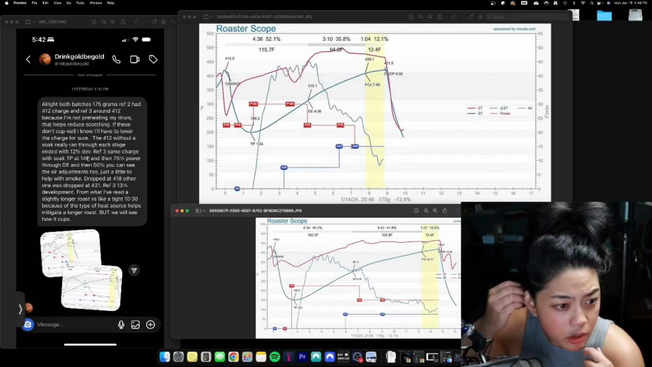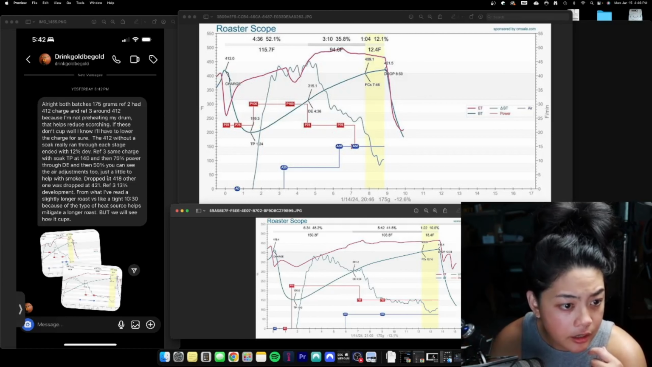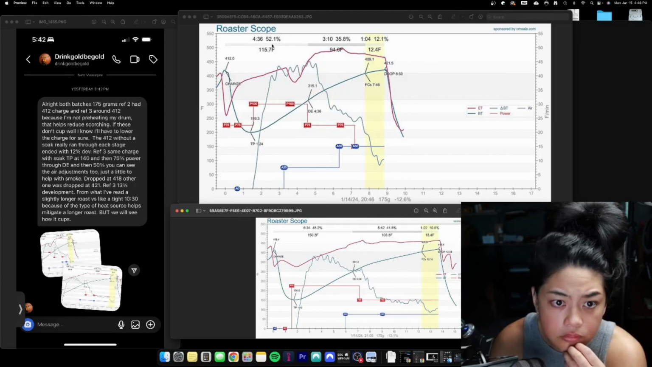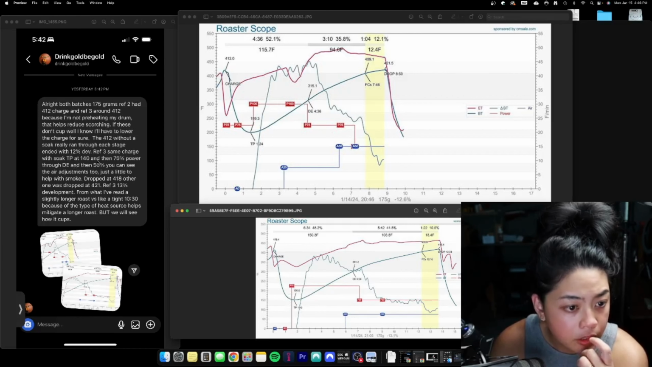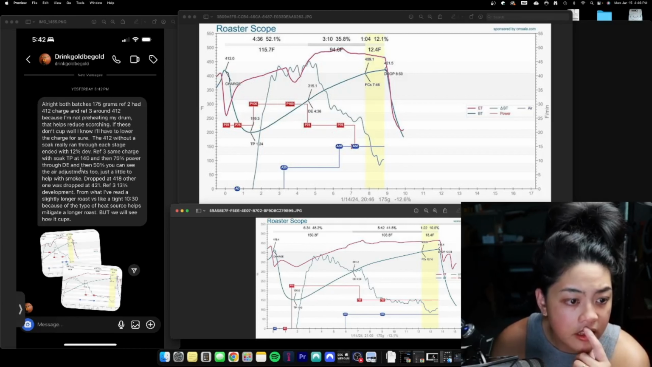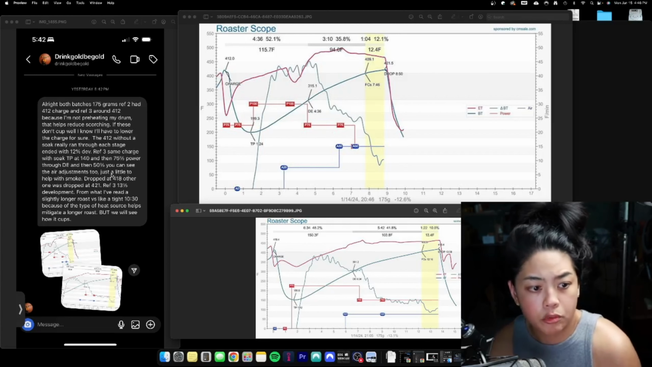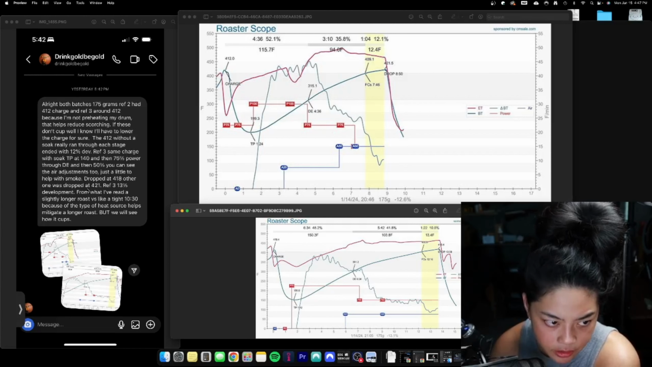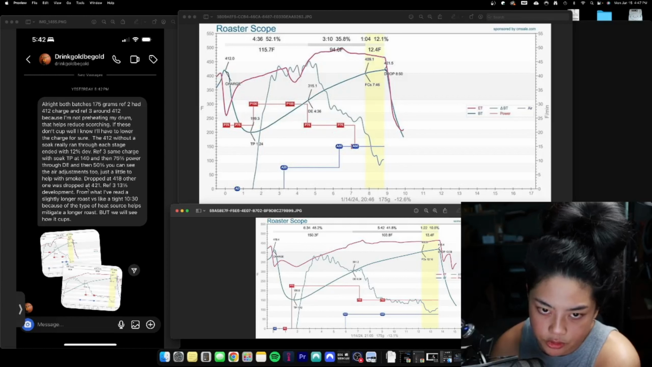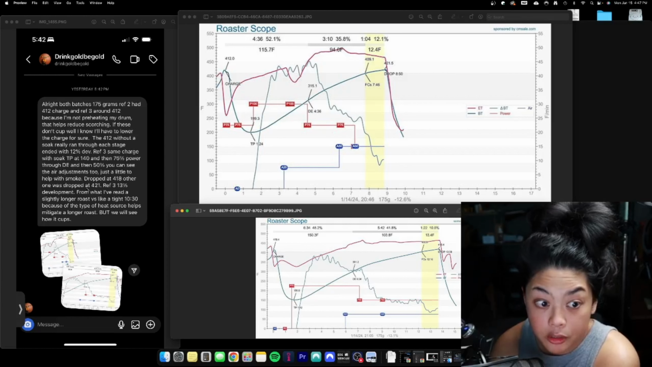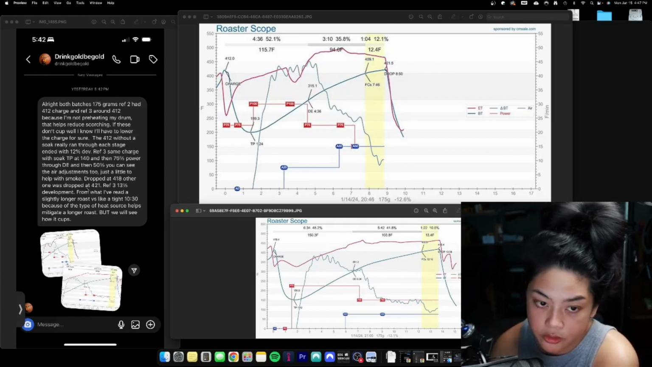Reference 3, same charge with soak, at turning point at 140. That's this one, 142. And then 75% power through dry end, okay? And then 50%. You can see the air adjustment too, just a little to help with smoke. Dropped at 418, other one dropped at 421, okay? Those are, to me, full city temperatures, and depending on the green, it could even be a full city plus temperature.